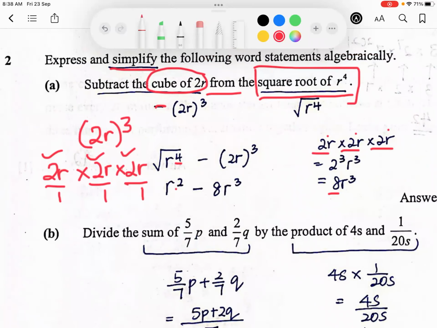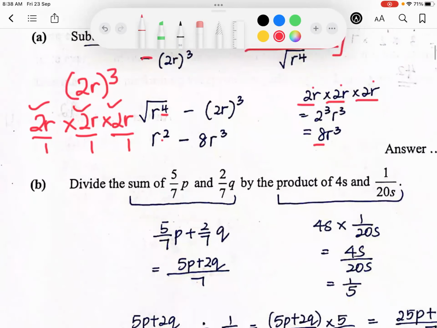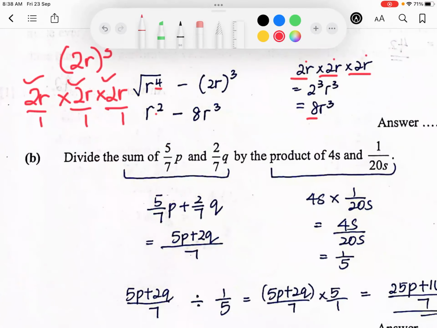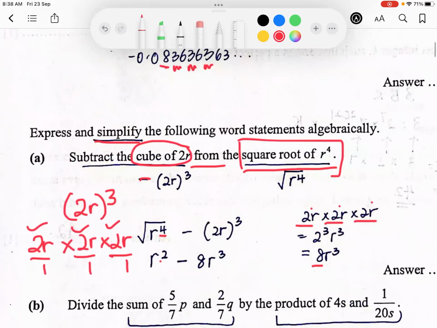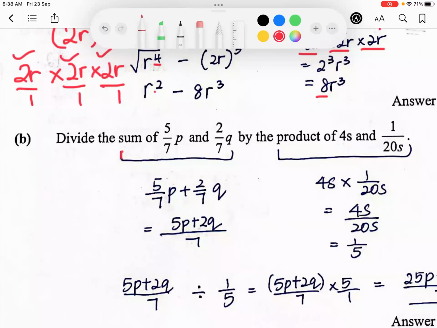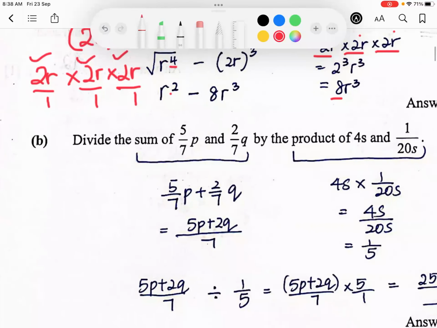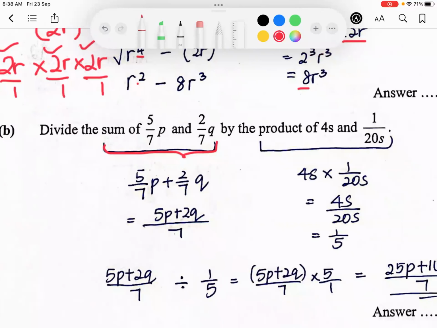Okay, then I move on to the next part of our question. This part has to be done part by part. The question did say simplify, so we need to do it part by part. I think they say divide the sum of. So first, let me find the sum of this first. Sum means add this and this. When we add them together, we are supposed to make them the same denominator.